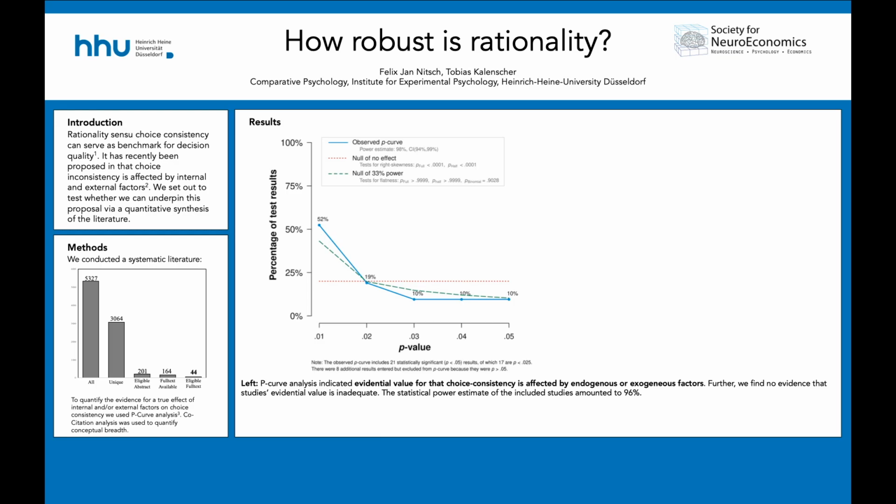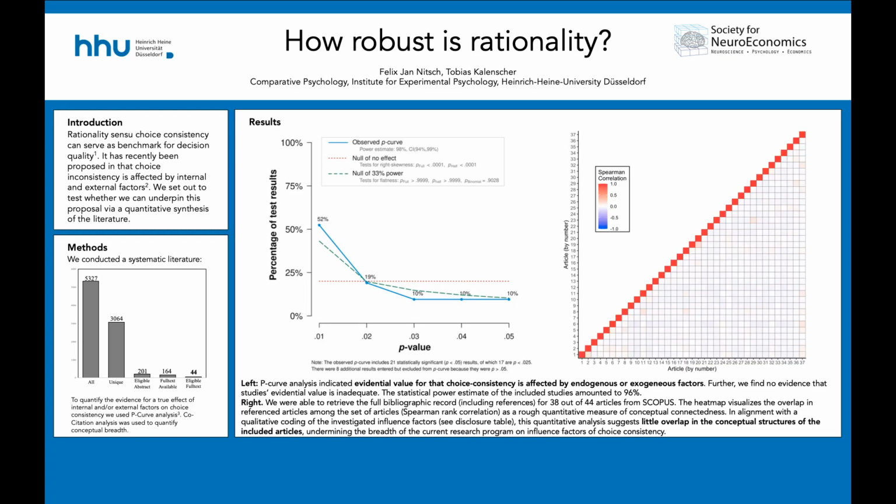However, overall, it is important to point out that the breadth of the search for influence factors, that is roughly more than 20 different influence factors in just 44 articles, stands in contrast to the severe lack of replications. We were able to retrieve the full bibliographic record, including references, for 38 out of the 44 included articles from Scopus. The heat map visualizes the pairwise Spearman rank correlation in referenced articles as a rough quantitative measure of conceptual connectedness. In alignment with the qualitative coding of the investigated influence factors, this quantitative analysis suggests little overlap in the conceptual structures of the included articles, undermining the breadth of the current research program on influence factors of choice consistency.